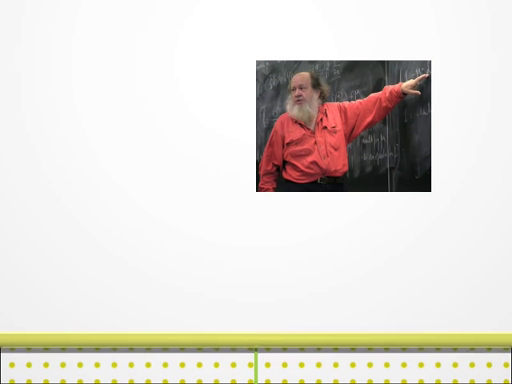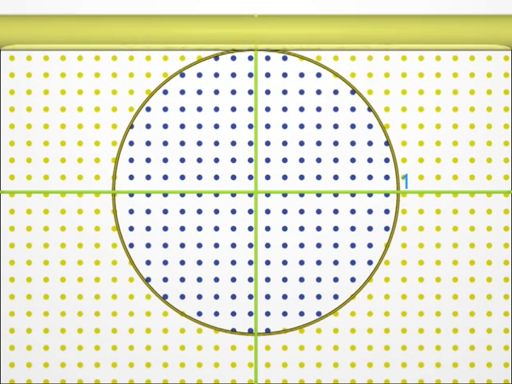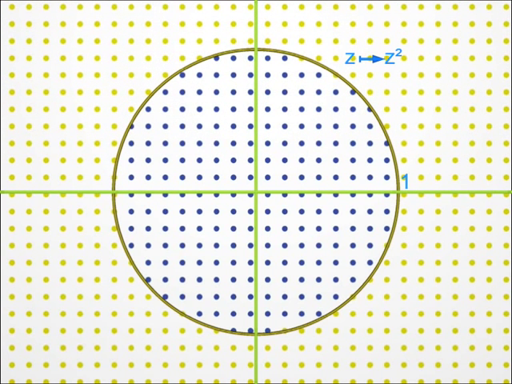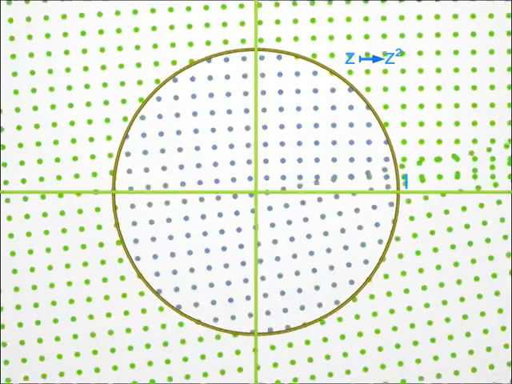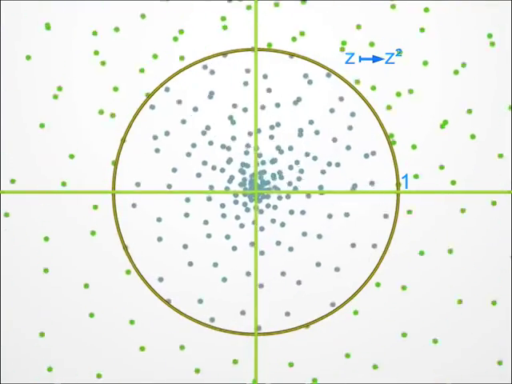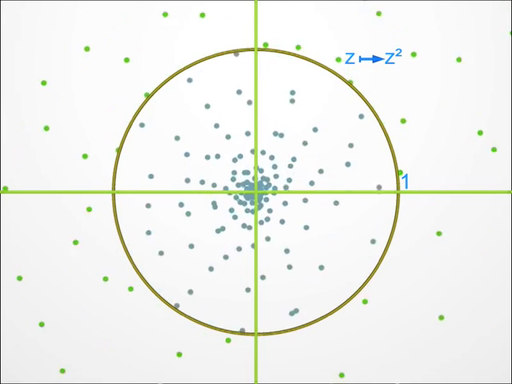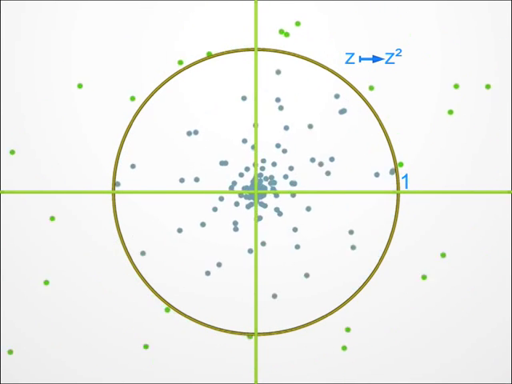Now that you know about complex numbers and have seen some transformations, I'll explain some of the objects I've been studying. Here you see a number of points. Some are blue, inside the unit disc, and some are yellow, outside. Let's perform the transformation z squared several times and look at the result. You can see that the blue points stay inside the disc, while the yellow points escape from the disc, and even escape from the screen.